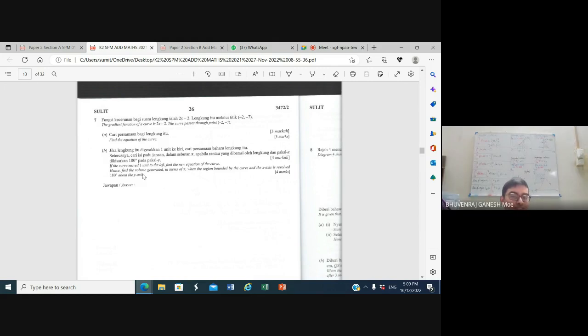Because equation of curve, if you notice gradient function, this is a keyword they'll tell you in the exam. I highlight this one. Gradient function. What is gradient function, you think? What do they represent it with?